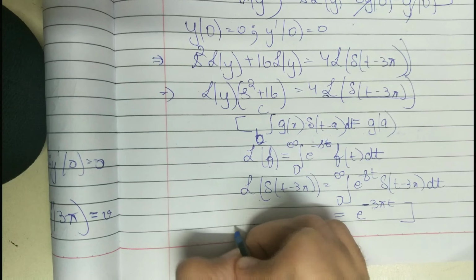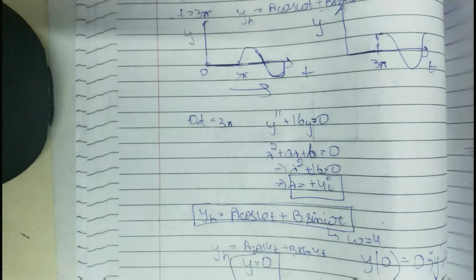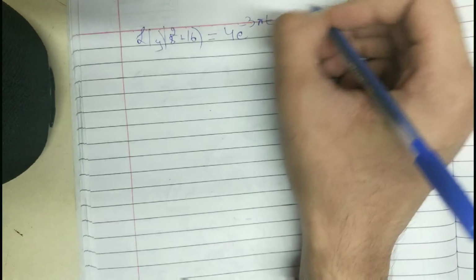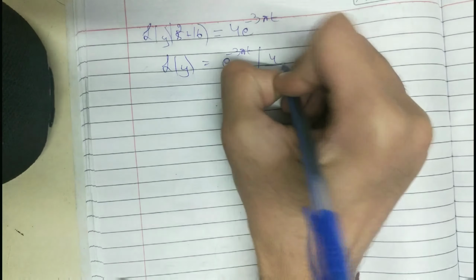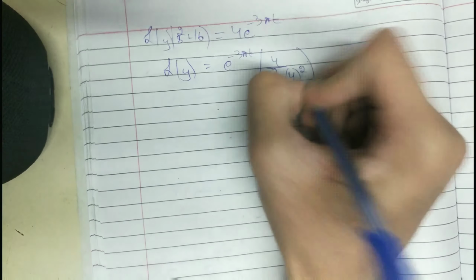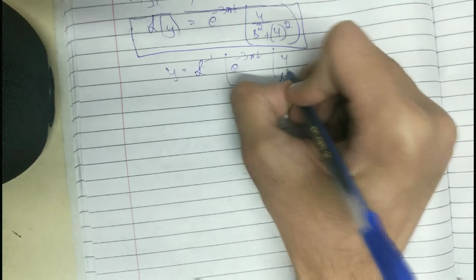So substituting this formula that we found into this equation that we have, we get Laplacian of y times s square plus 16 is equal to 4 times e raised power minus 3 pi s. So taking s square plus 16 in denominator, we get e raised power minus 3 pi s, and 4 upon s square plus 16, where 16 can be written as 4 square. This is what we have got now. Now this means that y is nothing but the Laplacian inverse of this.